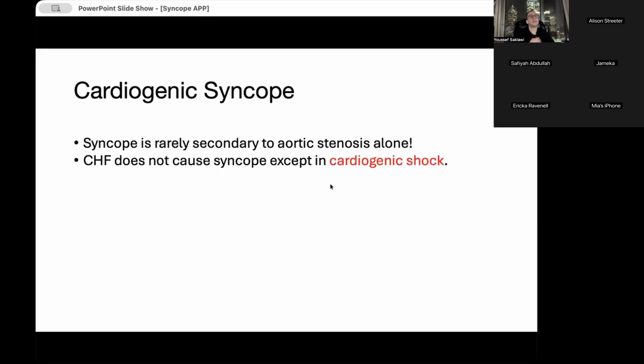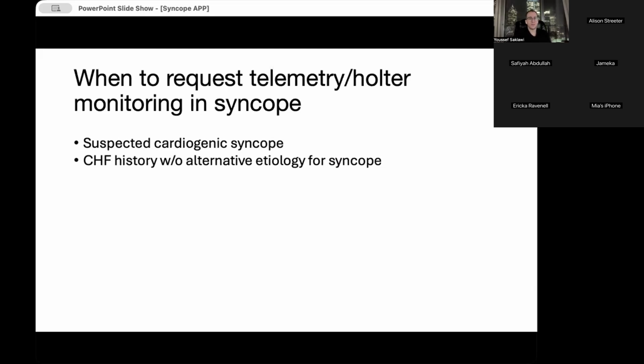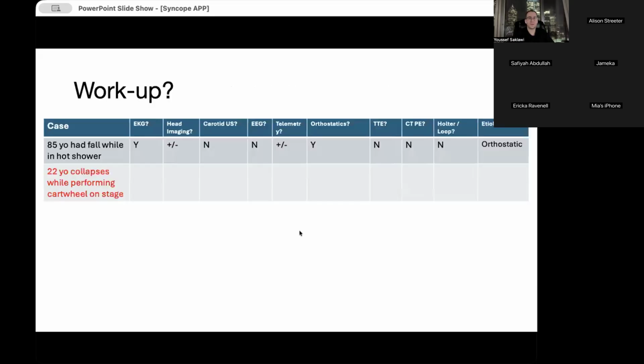If you think about it, why are we getting an echo? Are we ruling out aortic stenosis? Because that's really, really rare. It's not a common cause of syncope. CHF on its own, we see a lot of patients with CHF, so CHF alone should not cause syncope unless you're in shock, unless you see other symptoms of cardiogenic shock, in which case you should be thinking of other things as well. The other question is, when do we get telemetry or Holter monitoring in syncope? It's mostly if you suspect this is cardiogenic. So are you thinking this is cardiogenic, and do you have a CHF history with no alternative etiology for the syncope?